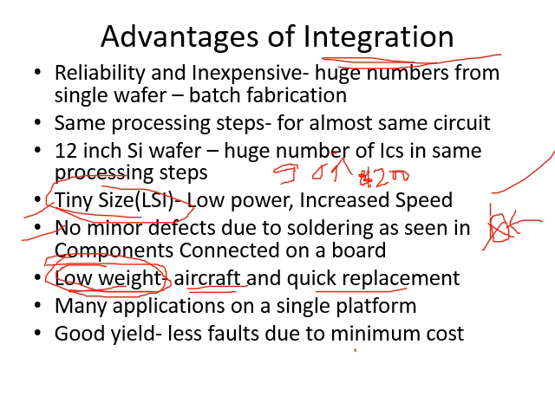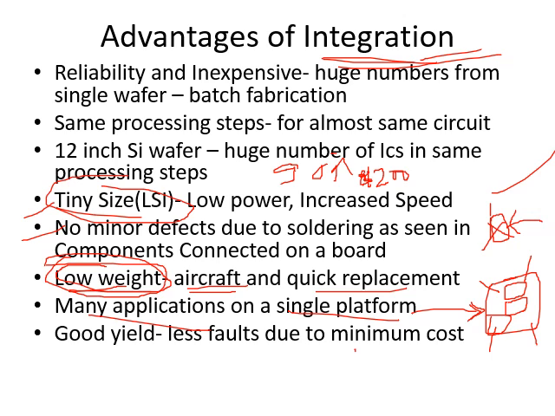Then we have many applications on a single platform. Means what? Multiple applications on a single chip. On that chip there may be a calculator, a timer, an alarm, a counter. There may be an adder, subtractor, multiplier, divider, everything possible on that single chip. There may be some memory to store things, right? So multiple applications are possible on a single chip nowadays. That is one of the greatest advantages of integration.